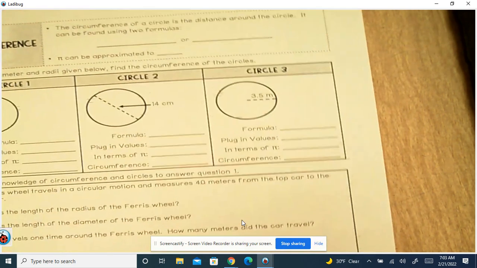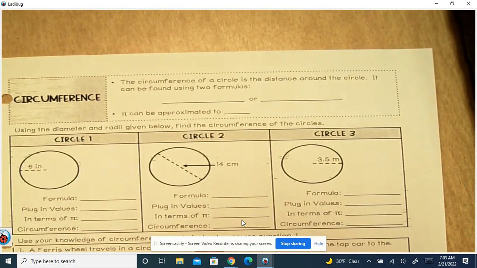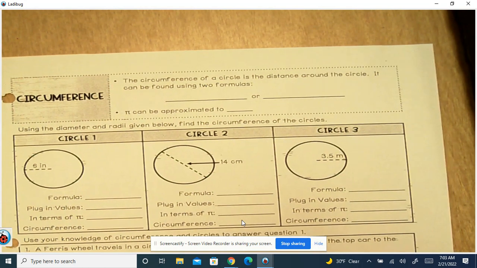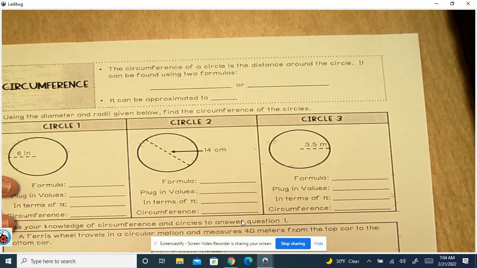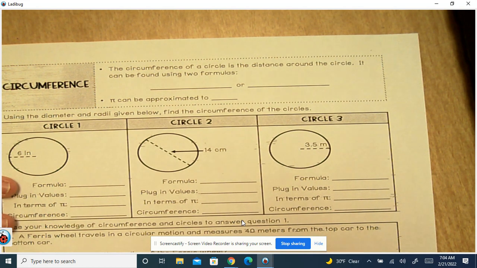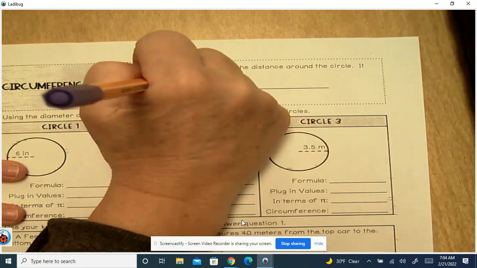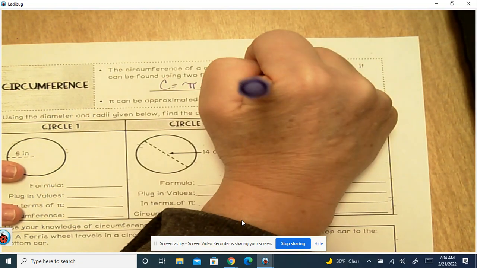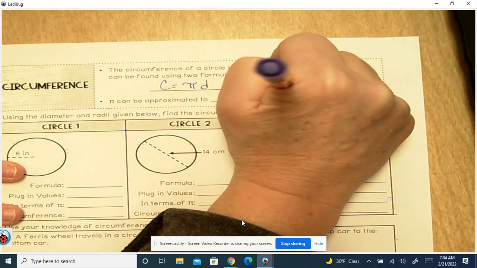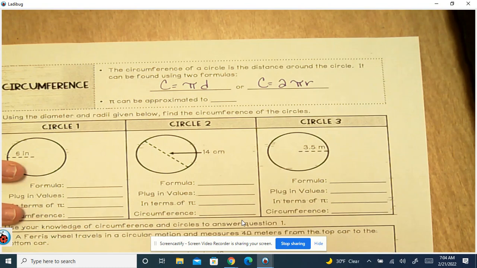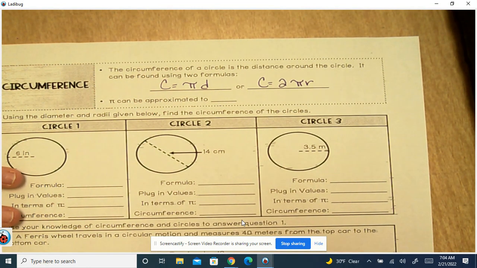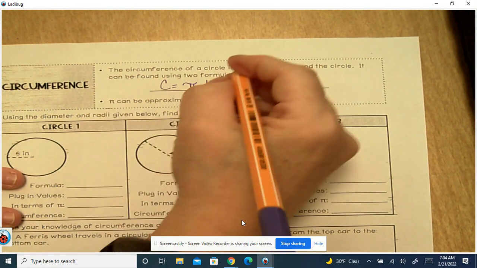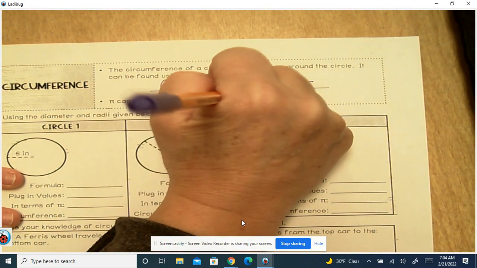We look at the back side of that, which talks about circumference. There are two formulas to find circumference, depending on what you're given in the circle. The circumference of a circle is the distance around the circle. It can be found by using two formulas: circumference equals pi d and circumference equals 2 pi r. This is when I said you needed some index cards so that we can start making flashcards for our formulas. And pi can be approximated to 3.14.